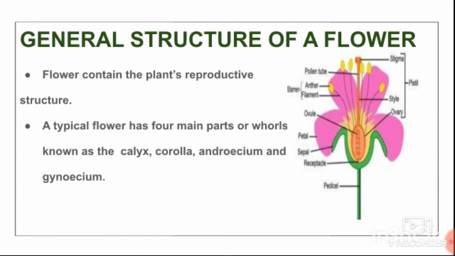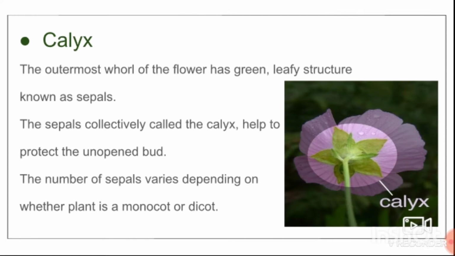In the study of general structure of a flower, we can see a typical flower has four main parts or whorls known as the calyx, corolla, androecium, and gynoecium. Calyx is the outermost whorl which protects the floral bud. It has green leafy structure. It is known as sepals also. The number of sepals varies depending on whether plant is monocot or dicot.